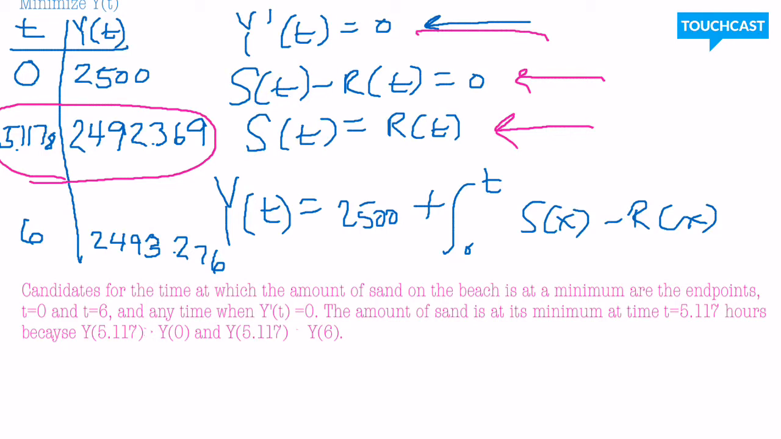Mercy, I hope you didn't see that. So, because I chose that time 5.117 hours, because at that time the y value is less than y of 0, and it's also less than y of 6. That's my final answer.